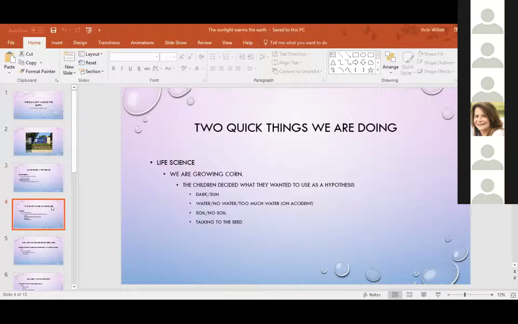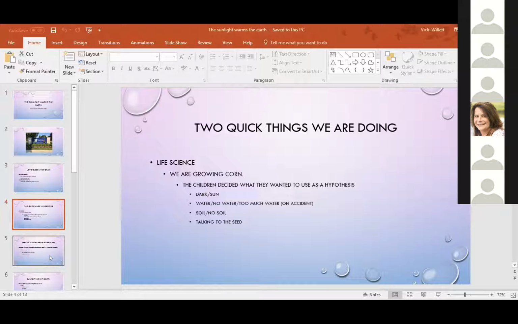So one of the things we've been working on is life science, which in Ohio, we don't follow NGSS. We follow our own standards because I don't know why. But right now we're all growing corn, or Gina and I are growing corn. It started out as a simple life science thing, which wasn't going to be on this. So we talked about, what does the corn need to grow? Will it grow better in the dark or the sun? Ironically, the darkest started out growing better, but they learned that all the food that the corn needs is in its seed, water or no water, and then too much water by accident.